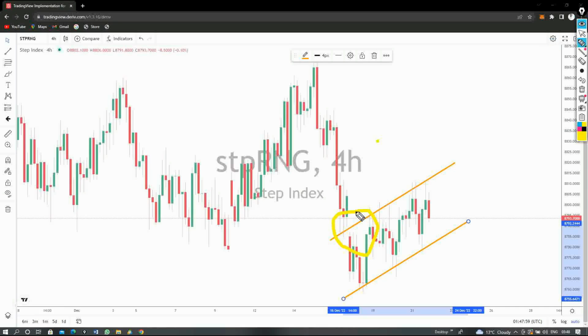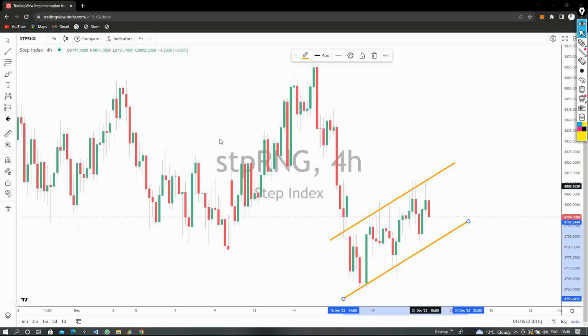After the closing of the gap, as I'm looking at Step Index, I'm looking to go short. I'm looking for a short because right now it has closed the gap on a 4-hour time frame. So after closing the gap, the market must take its direction. What we are going to do now is look at where the direction of the market is going.